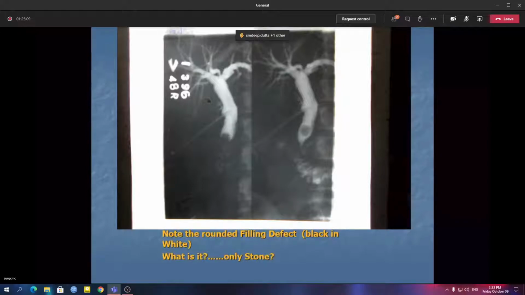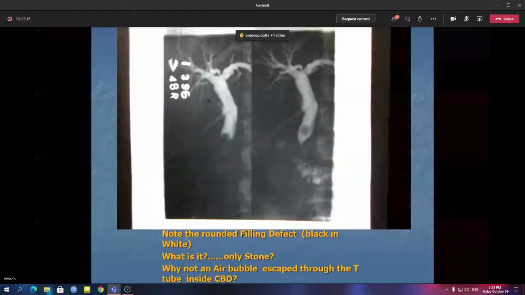Now, can it only be a stone? The black thing? Anybody? Sir, a mass, in case of any CBD carcinoma. So you are talking about cholangiocarcinoma.